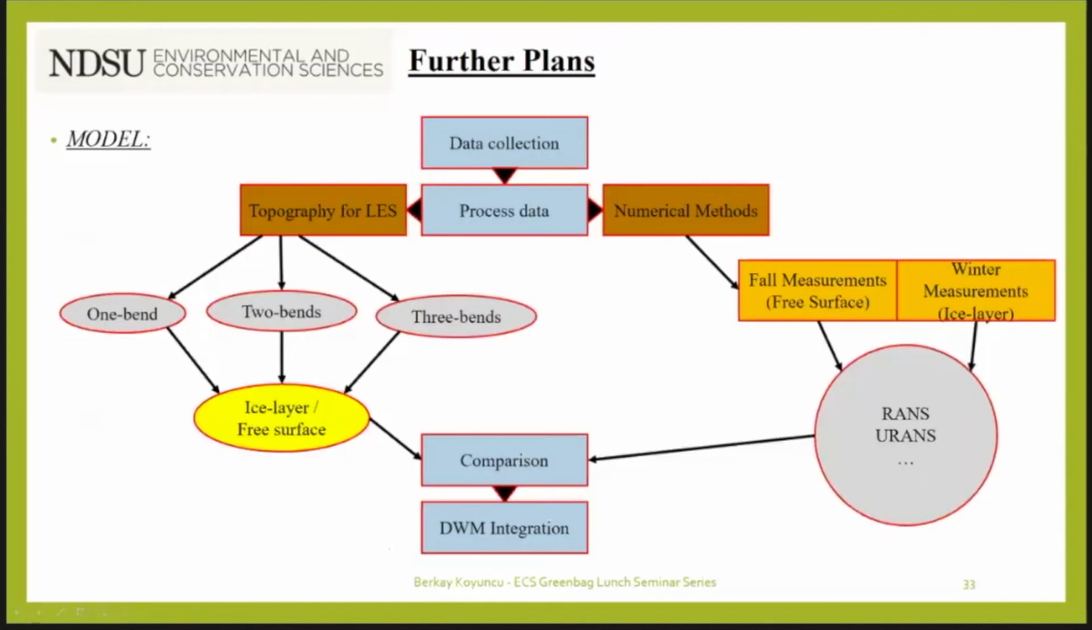And for the last slide, I just wanted to put a diagram that explains our model in a very general way. We started with data collection, then we processed data for the topography for the LES simulation. We also processed that data for numerical methods, like the velocity representation and all the other things that I have shown. In the LES, we have 3 different band configurations: 1 band, 2 bands, and 3 bands. For each band configuration, we have 2 different cases: one with an ice layer, with ice coverage at the top, and one with a free surface. So basically, this is the LES part.